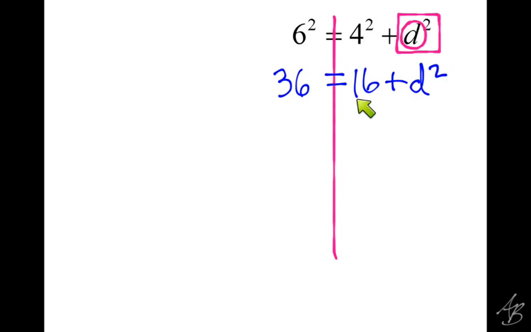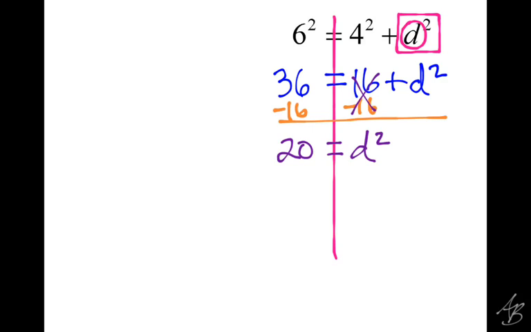So I need to get rid of the 16 by doing what? Subtract 16 on each side. 16s cancel on the right, leaving what? On the right side? D squared. And on the left side, 36 minus 16 is 20.